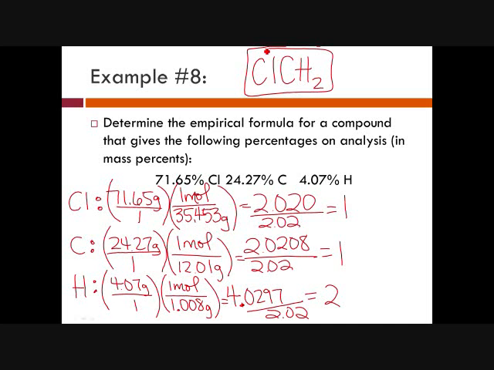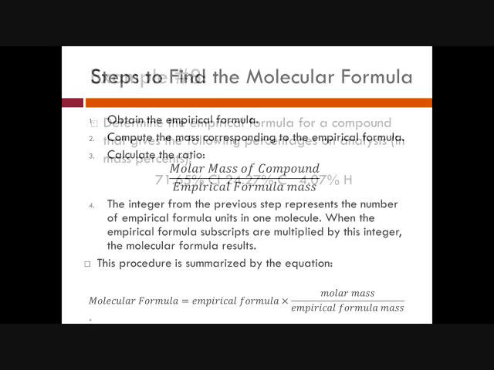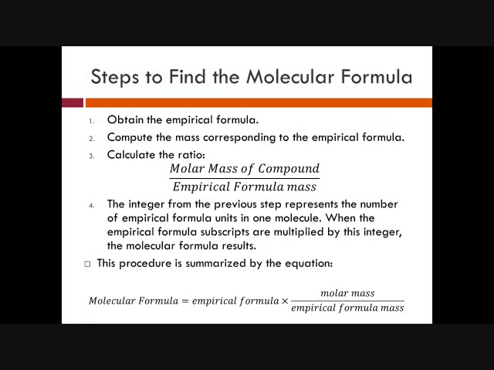After you know the empirical formula, then to find the molecular formula, you just do a comparison of the molar masses. If I want you to find the molecular formula, I'm going to give you a molar mass in the problem. You take the molar mass of the compound in the problem, divided by the empirical formula's molar mass. So we would find the molar mass of ClCH2 and plug that in. Whatever that ratio is, we multiply the subscripts by that number to create the molecular formula.